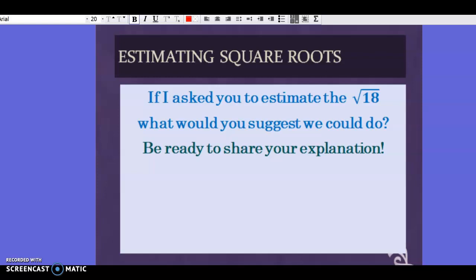Today's topic is estimating square roots. We've been calculating the square root of perfect squares, which turn out to be whole numbers for our answers. So what if we're given a square root of a number that's not a perfect square? If I asked you to estimate the square root of 18, what would you suggest that we could do? Take a minute and think about that, hit pause, and then hit play when you are ready.